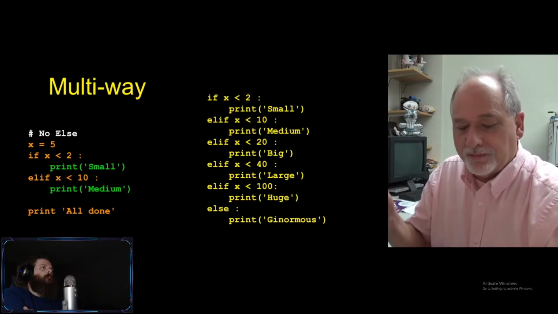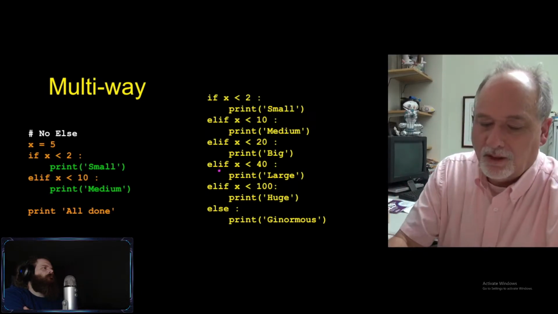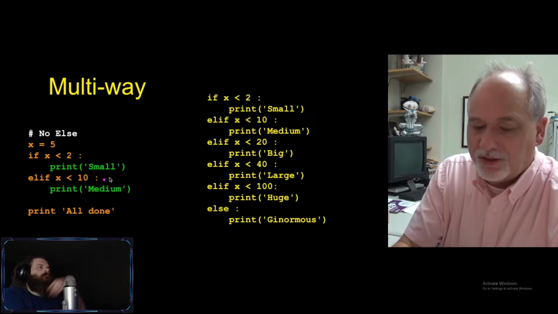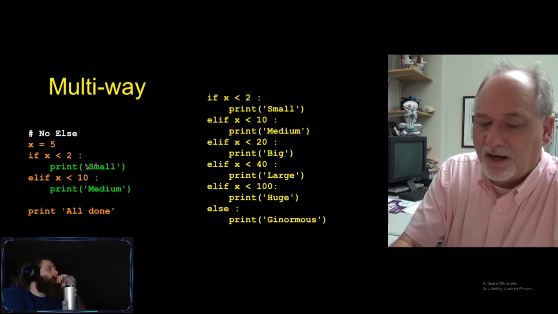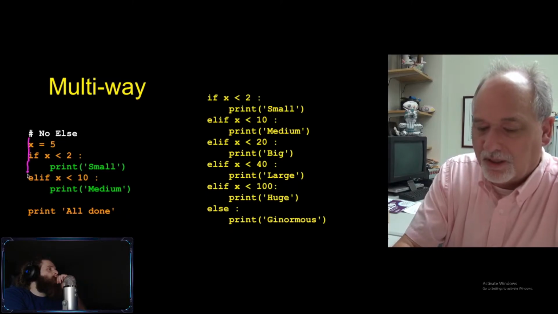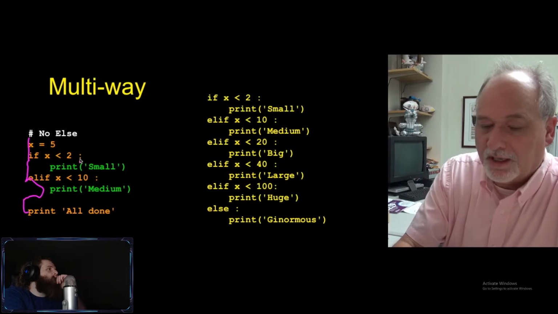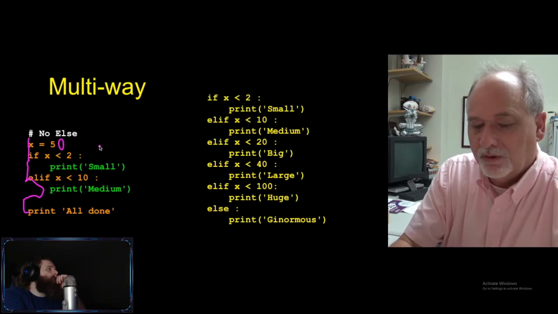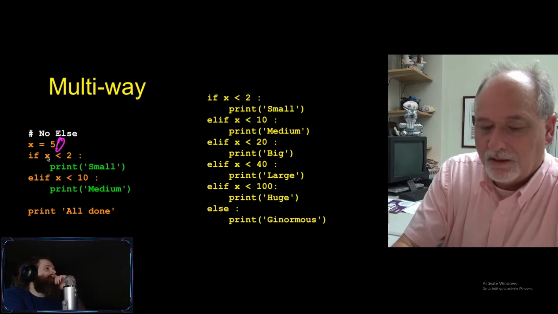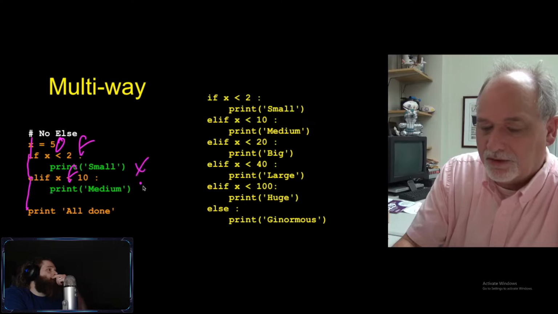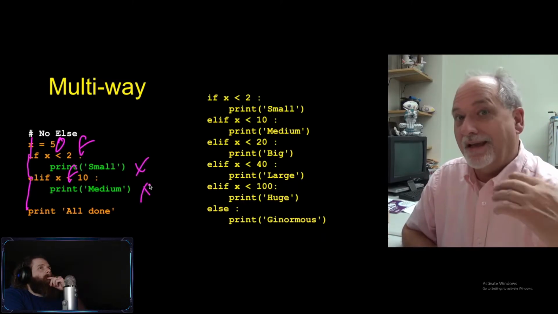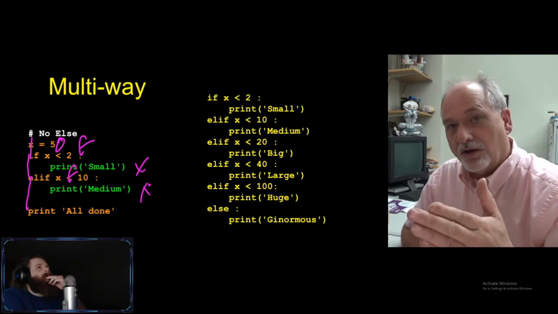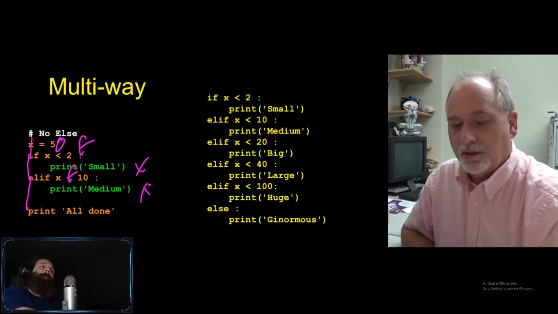You can have no else, as in this case, and this just means that it might not run any of them. In this case, x is 5, so it's not less than 2, but then it runs this one. But if x was like 50, for example, then this would be false, it would skip, and this would still be false, and it would skip, and neither of these two would run. So if you don't have an else, you're not guaranteed that one of them is going to run, because else is like the catch-all. If the other ones are all false, then the else is the one that runs.